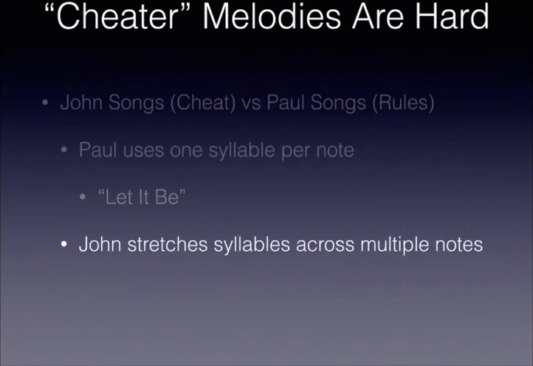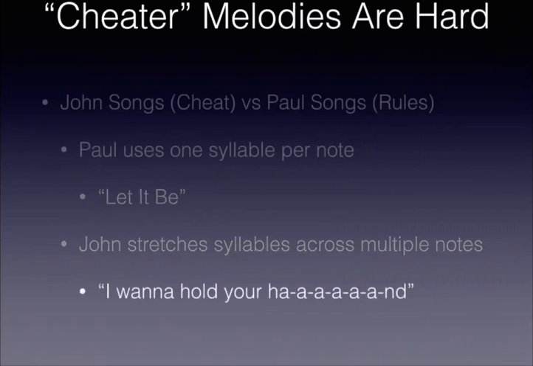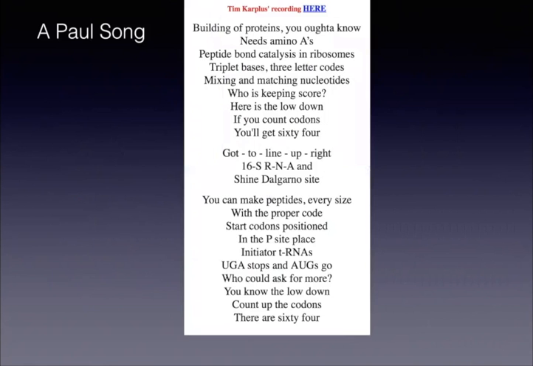John, however, stretches syllables across multiple notes. John is more interested in the lyric than he is in matching the lyric to the melody. I want to hold your hand, right? Hand has to stretch over a long period because he's got a melody to which that goes. Cheater melodies are very hard to write to. Now, here's an example of a Paul song that I wrote.